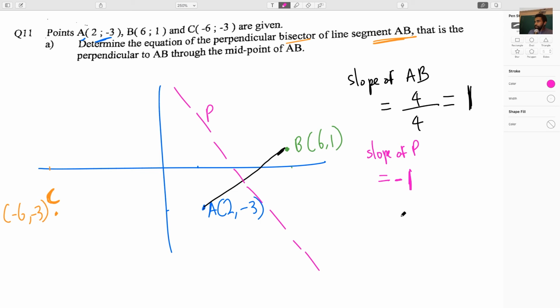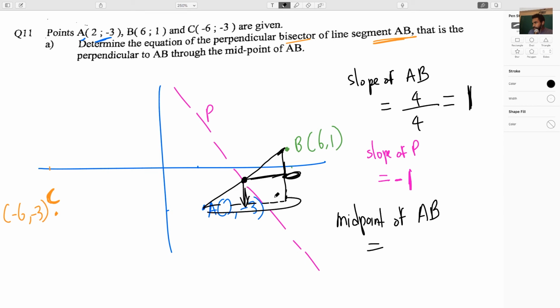That's very nice. Now the next thing we need to find is the midpoint of the line segment AB. So midpoint of AB is going to be equal to the average of the x's and the average of the y's. What does that mean? You see this point here? If we draw a right angle triangle, you can see that that point is going to be the middle of this line here, and the middle of this horizontal line there. Okay, and what's the middle of the vertical line? It's going to be the average of 1 and minus 3.